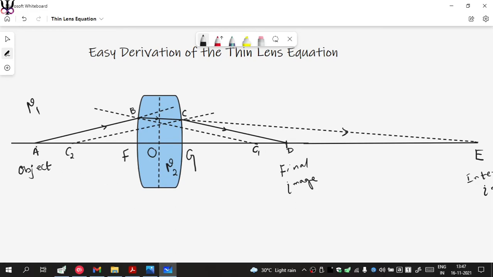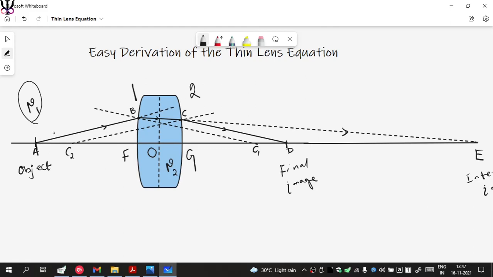So A is the object, and at D there is the final image. The surrounding medium is mu1, and the lens medium is mu2. Now the trick is to break the two refractions into two cases. First, forget that there is a second interface. So this is interface 1 and this is interface 2. Forget that interface 2 is there. If there was no interface 2, what will happen?